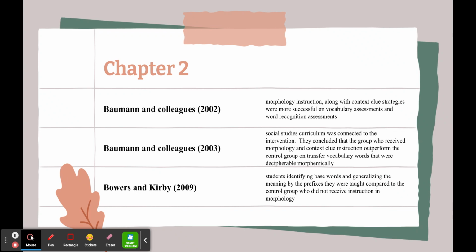Lastly, I will touch on one more study by Bowers and Kirby. They concluded a significant difference on post tests of students identifying base words and generalizing the meaning by the prefixes that were taught compared to the control group who did not receive instruction in morphology.